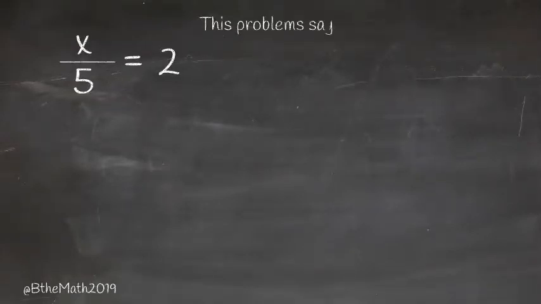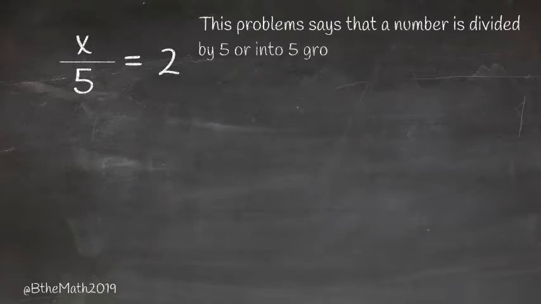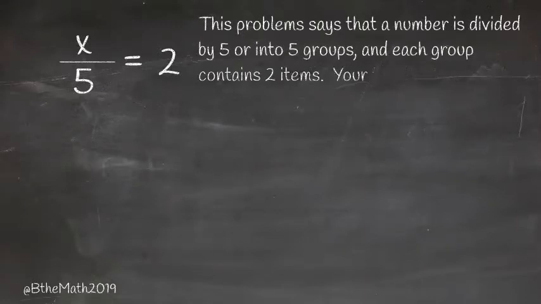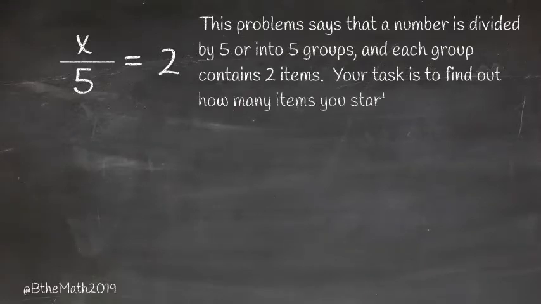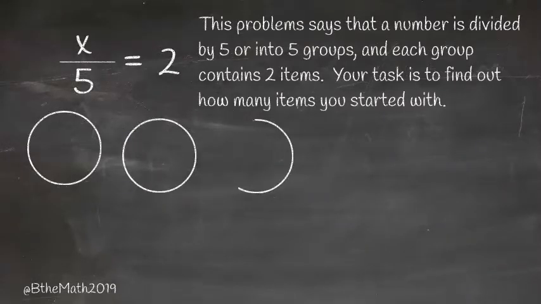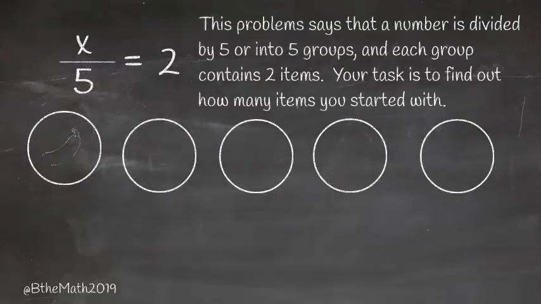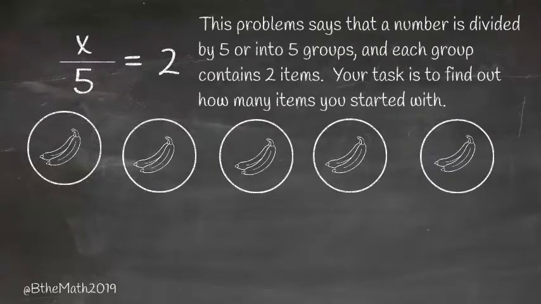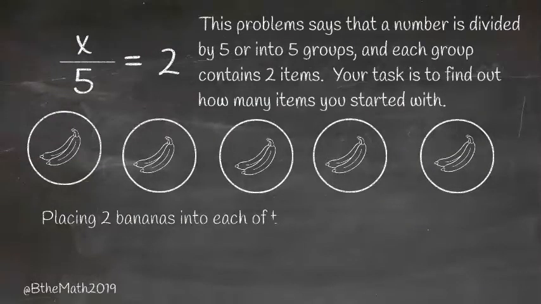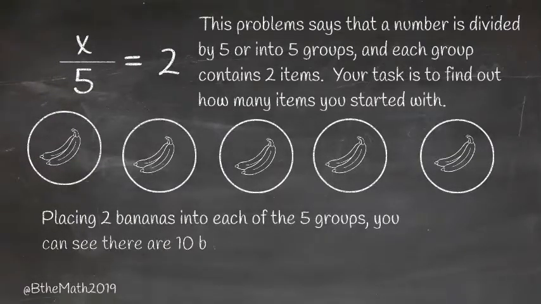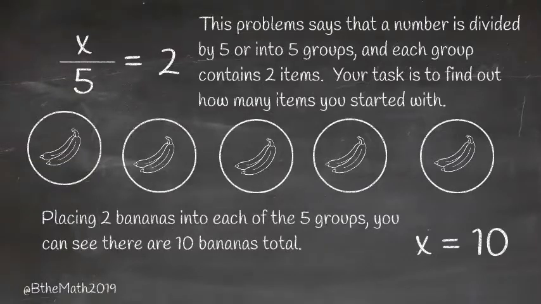In a division problem, it just says a number is divided by 5 or into 5 groups, and each group contains 2 items. Your task is to find out how many items you started with. Setting up our 5 groups, we have to put 2 items each. I chose bananas. Each group has 2 bananas, so counting them, you can see that there are 10 bananas.